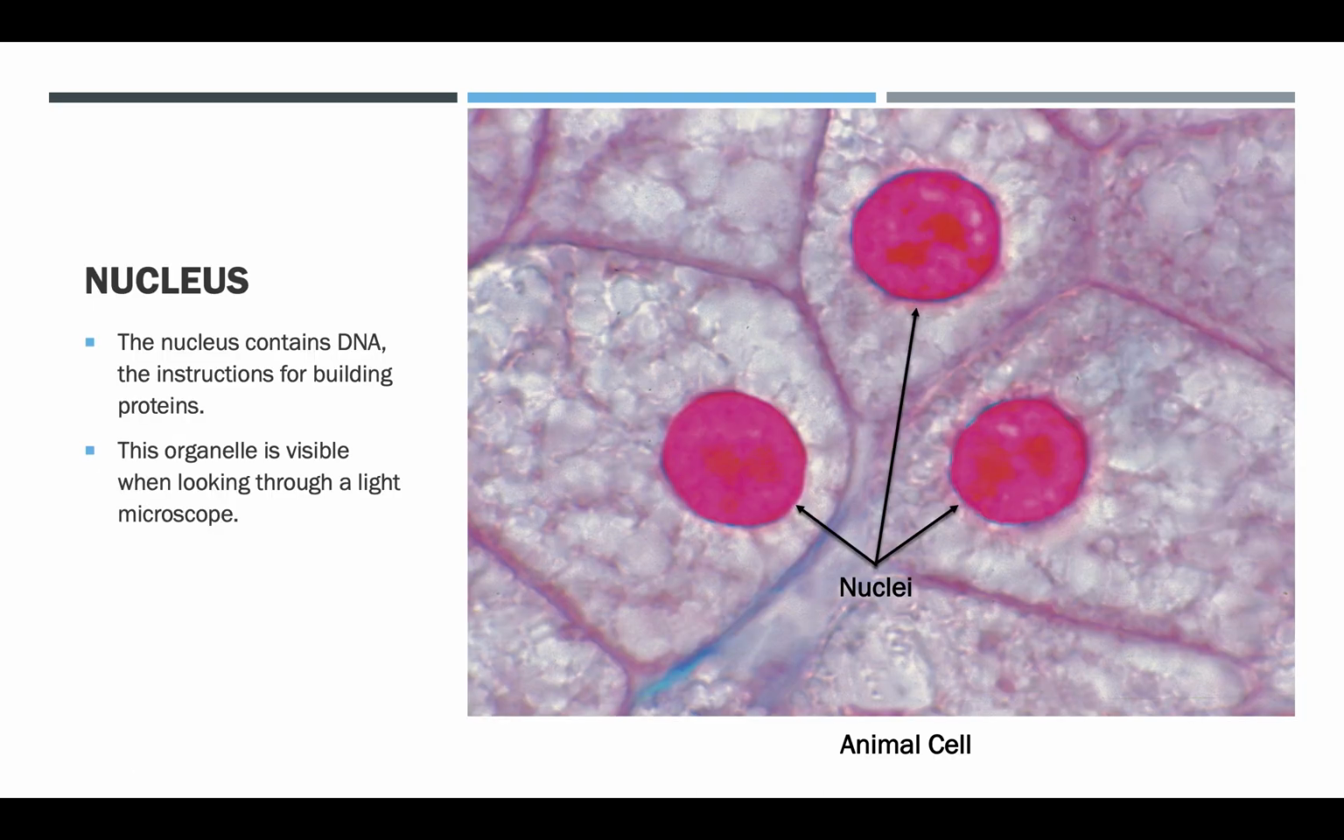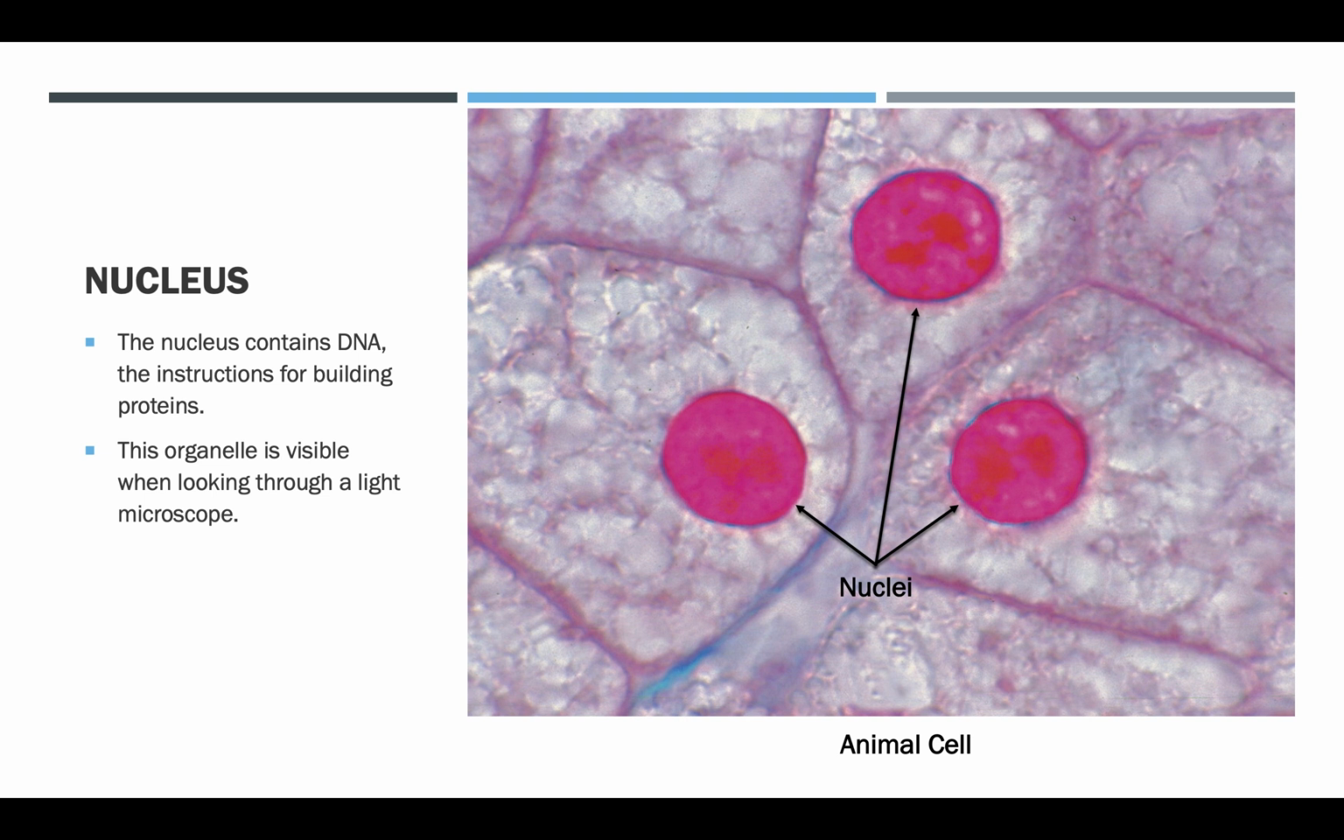So this chapter, once again, is about cell structure. Let's really start digging into each of these organelles within the cells that we've been talking about. And let's start off with, in my opinion, the most important, which would be the nucleus. The nucleus contains DNA, genetic material, which is the instructions for building proteins. This organelle is visible when looking through a light microscope.